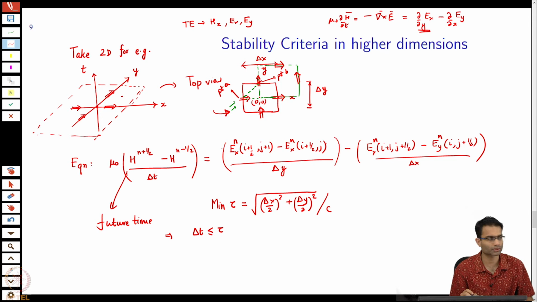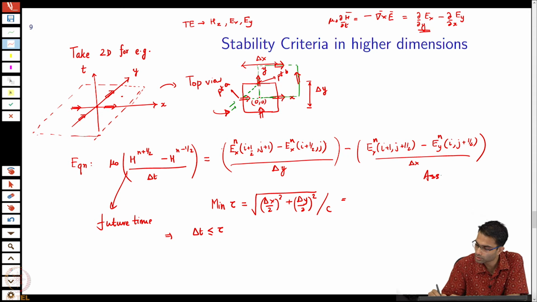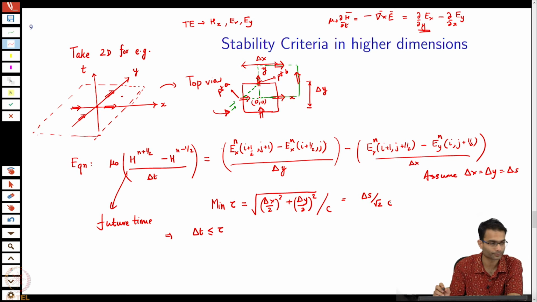Need not be. Who said that they are same? Okay. I can make a simplifying assumption that delta x equal to delta y. Assume that is the simplest case, delta x is equal to delta y is equal to, let us say, delta s. Okay. So, what does this tau turn out to be? Delta s squared by 4 multiplied by 2, right. So, this becomes delta s by square root 2 c.